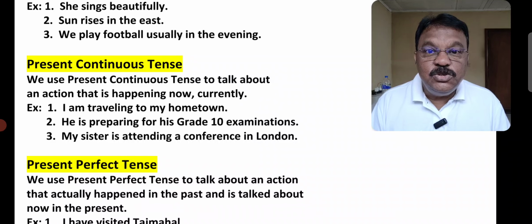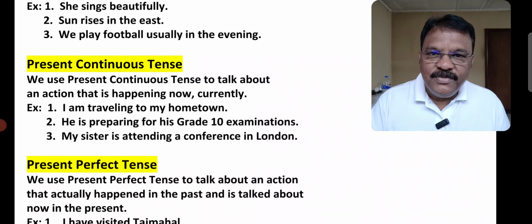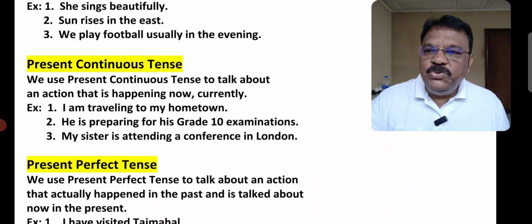Got it? So to summarize once again, my dear friends, we use present continuous tense to talk about an action that is happening now, currently. I hope you understand. Very good. Now let's move to the next tense.